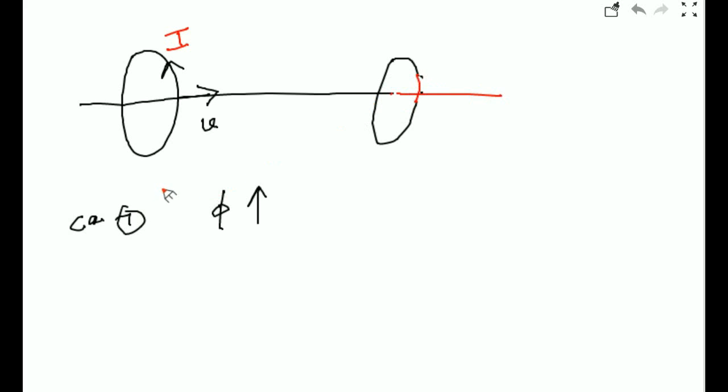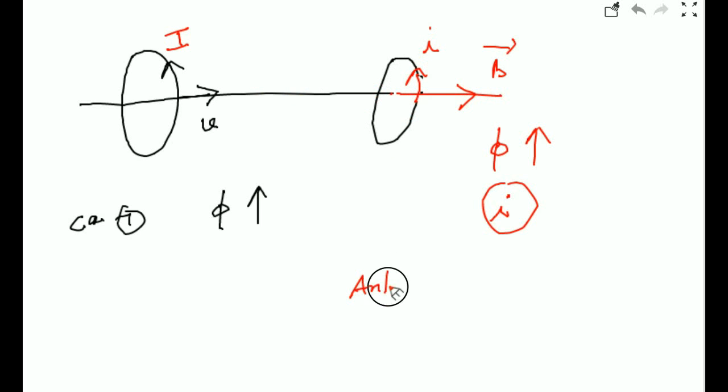Okay, so the first case: when loop A is coming closer, flux is increasing, so the induced current in the loop will try to oppose the increase. So where is the direction of magnetic flux? You can see here it is anti-clockwise direction. So the direction of magnetic field will be in this direction, and then flux is increasing. So induced current will try to reduce the magnetic field. So there will be current in the anti-clockwise direction.